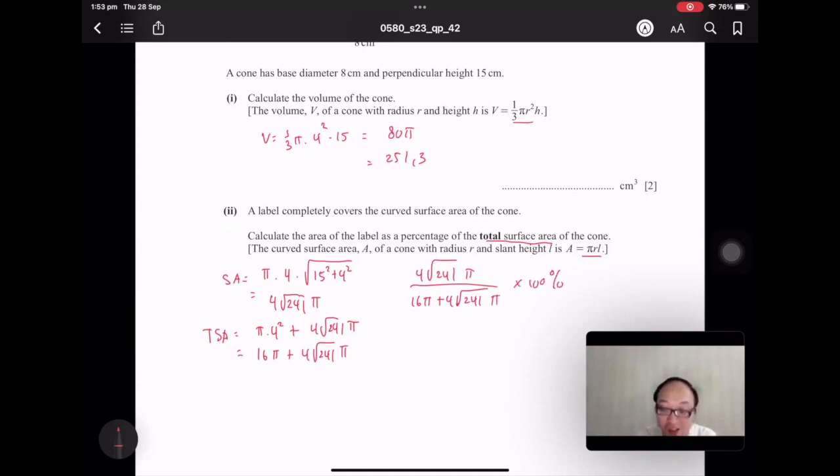So we cannot just cross the 4 root of 241 pi. In this case, I can ignore the pi, yeah, all the pi's. And then it's 4 root of 241 over 16 plus 4 root of 241 times 100%. So it's 79.5%.